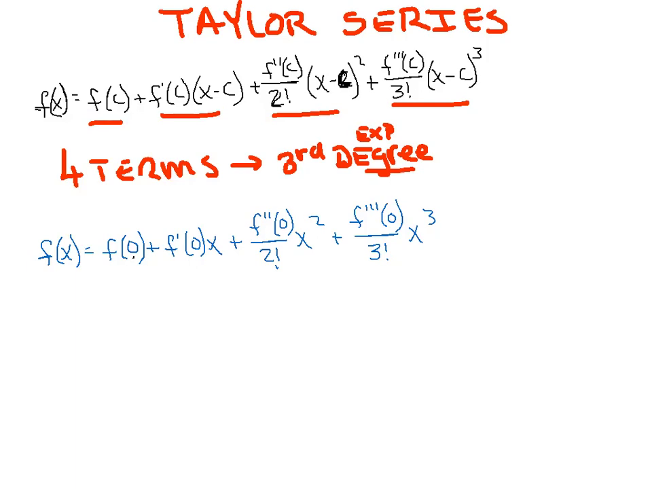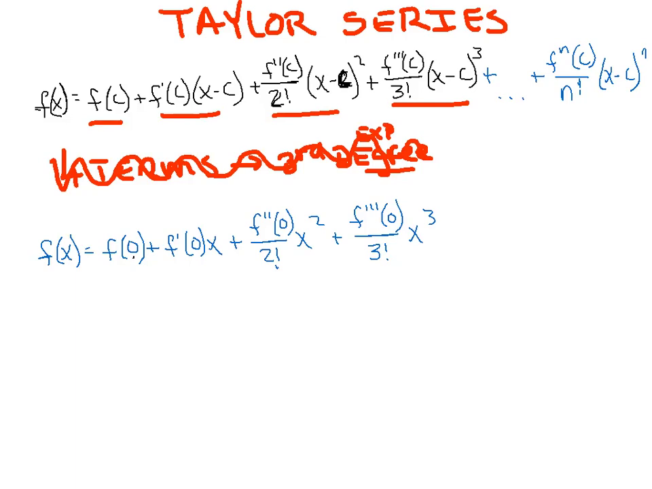But today, when we talk about Taylor series, all of that's going to go out the window, because instead of having a finite number of terms, we're going to go all the way to infinity. After that third term, we're going to go dot, dot, dot. We're going to get up to the nth term. So we've got the nth derivative evaluated at c, all over n factorial, times x minus c to the nth power. I ran out of room, but I need to put a plus sign after that term, and then another dot, dot, dot.